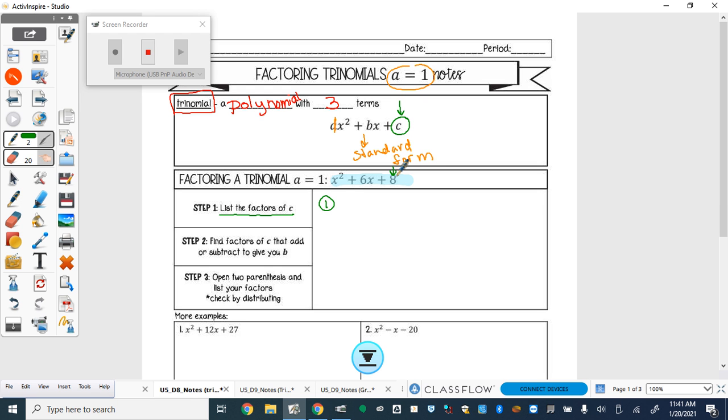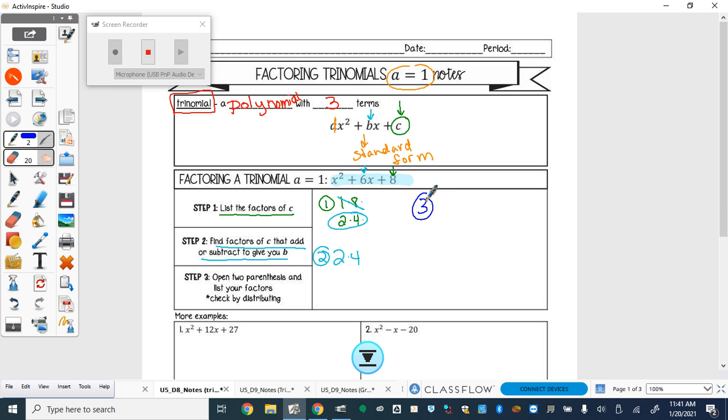So what multiplies to give us an 8? So we got 1 times 8, and we got 2 times 4. Those are our factors of 8. So step 2 says find the factors of c that add or subtract to give you b. So again, looking up here at our standard form, b is that value in front of your x, which is your middle term. So in this case, it's a 6. So we're looking for which set of factors up here will add to give us a 6. 1 times 8, if I add those, that's going to give me a 9. That's not going to do it. 2 and 4, that's going to add up to give us a 6. So we want to narrow it down to, we're going to use 2 and 4.